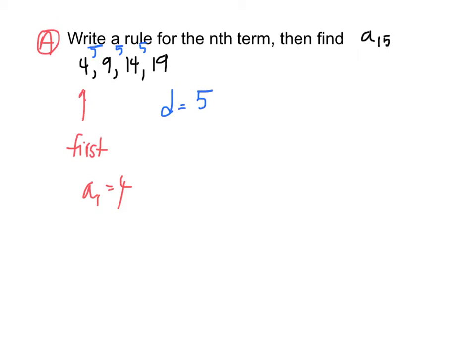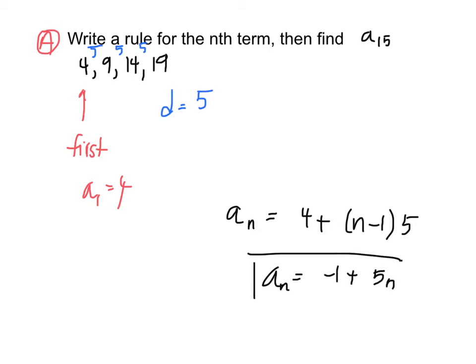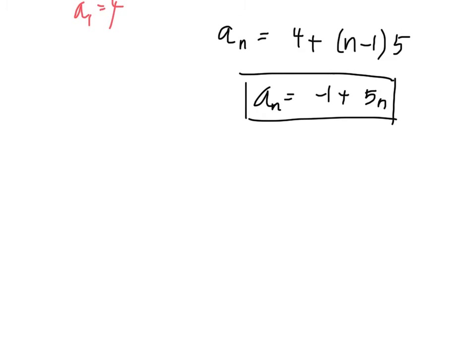We have a sub n equals 4 plus n minus 1 times 5. Simplify this to negative 1 plus 5n. So we've solved the first part of this problem, in which we're writing a rule for the nth term. Next, we need to find a sub 15. So a sub 15 equals negative 1 plus 5 times 15. Simplify this and we get 74.